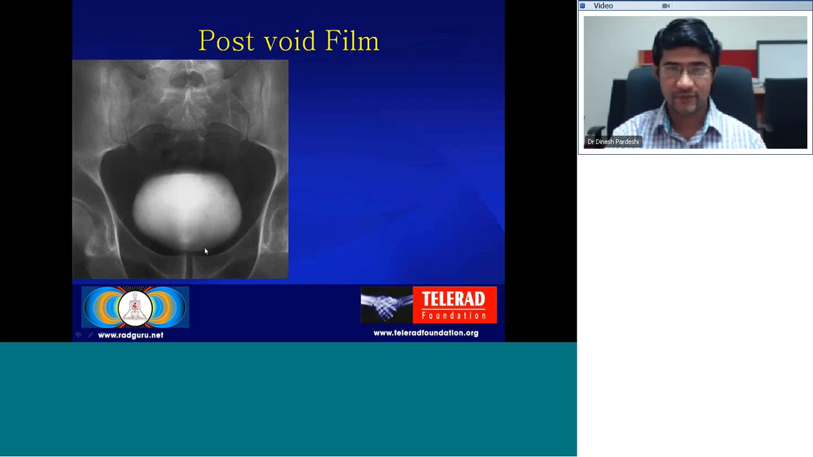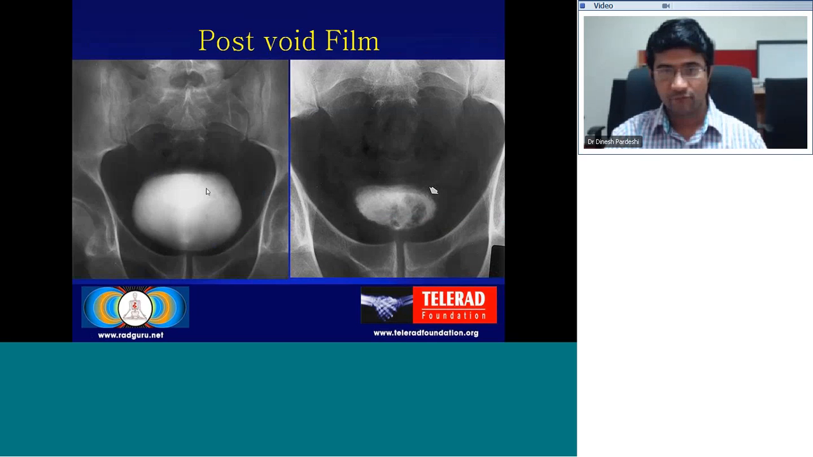As we have seen, the post-void film needs to be taken immediately. Here we see the full bladder film, a normally opacified bladder, but in a patient with hematuria, where there is a high suspicion of bladder pathology, post-void films are a must. For example, here in the same patient, on the post-void film, we see the filling defect, which was not evident on the full bladder film. So this highlights the importance of the post-void film, showing the filling defect suspected for TCC.